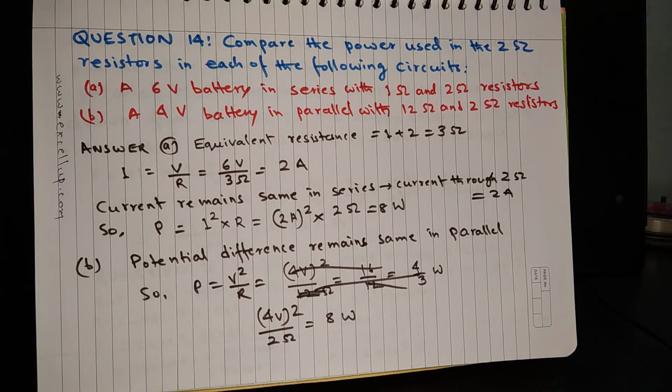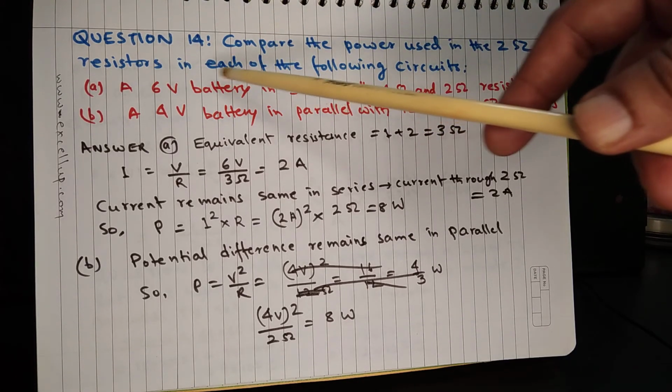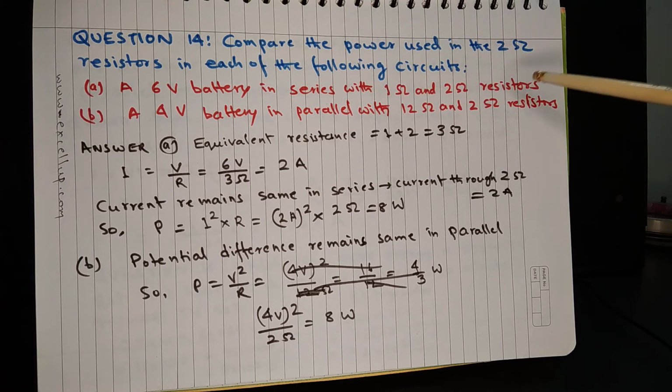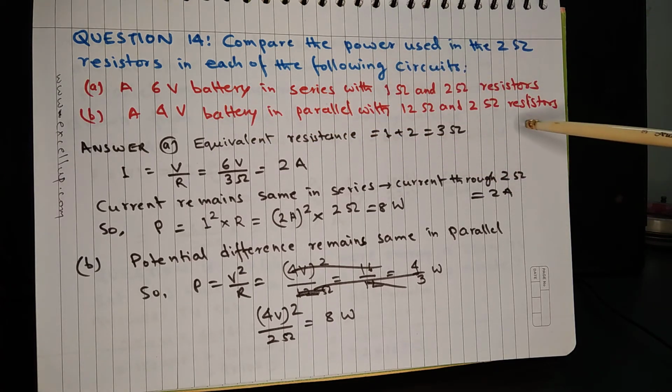Question 14. Compare the power used in the 2 ohm resistors in each of the following circuits. Number A is a 6 volt battery in series with 1 ohm and 2 ohm resistors, and B is a 4 volt battery in parallel with 12 ohm and 2 ohm resistors.